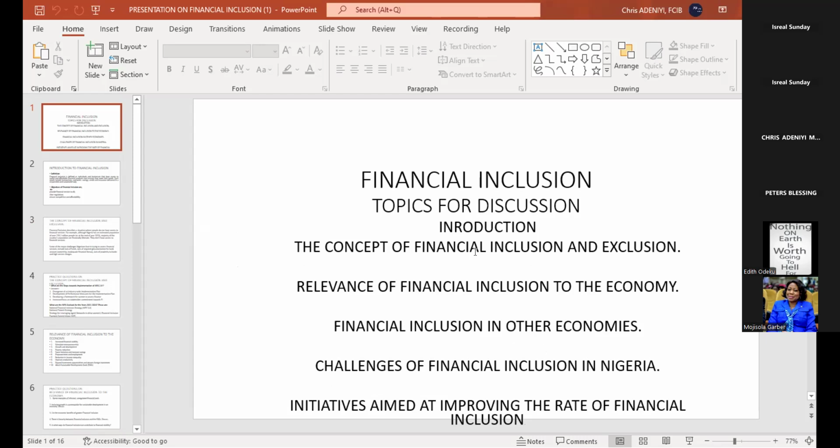We want to look at the introduction, the concept of financial inclusion and exclusion. We will be looking at the relevance of financial inclusion to the economy.